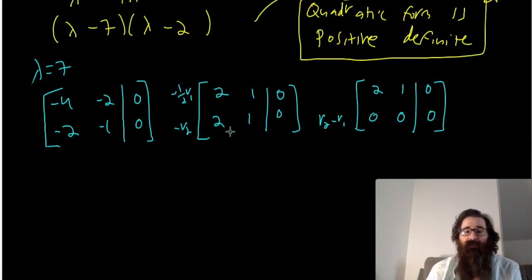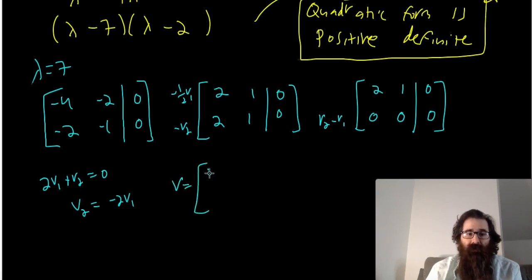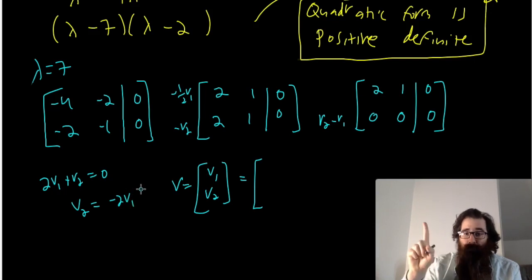And now let's build a vector from this. So what is this remaining non-zero row saying? It's saying, well, 2v1 plus v2 is equal to 0. Or that v2 is equal to negative 2v1. So when I go to build my vector v with entries v1 and v2, I can go ahead and pick some nice values to build the numerical vector. I'm going to say, let's let v1 be 1. So if v1 is 1, then v2 is negative 2 times that. Negative 2 times 1 gives me negative 2.